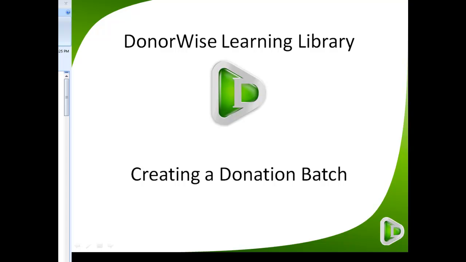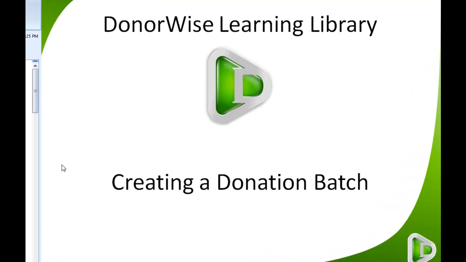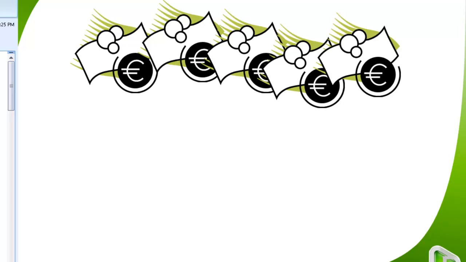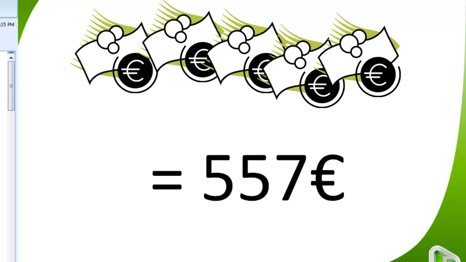This segment is on creating a new donation batch. A new donation batch actually starts outside of DonorWise because the very first thing you need to do is collect the contributions that you're going to enter. Compile them all into a pile of some kind, or a batch as we call it, and add them up so that you have the total separate. In this example, we're going to have a donation batch that equals 557 euros.